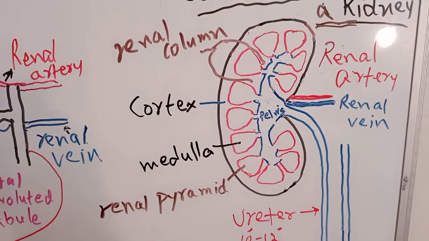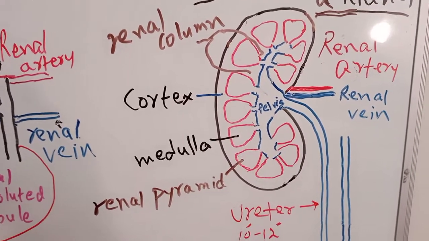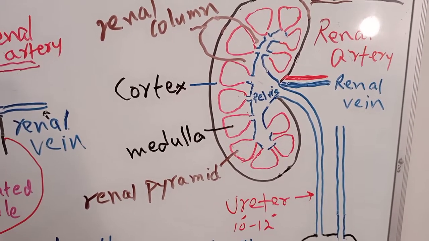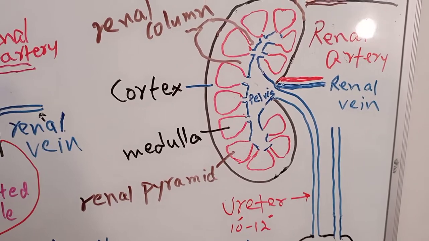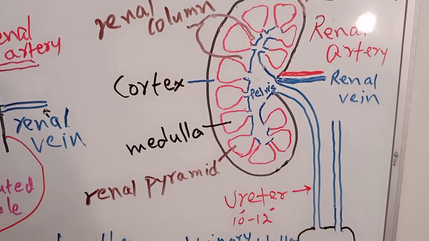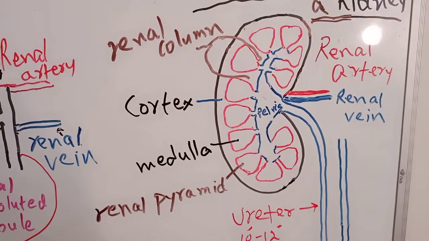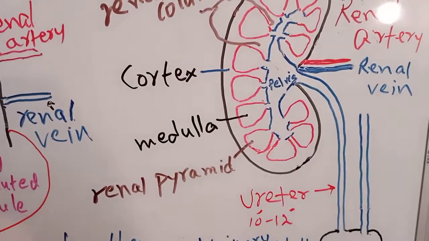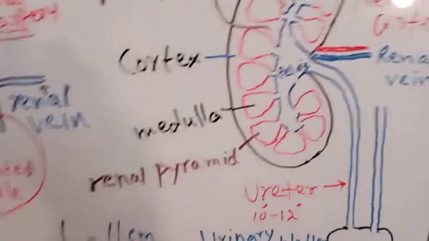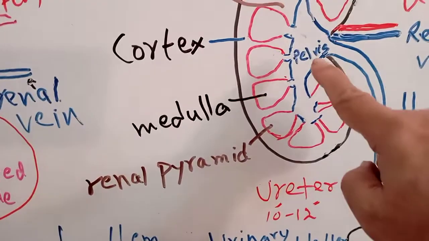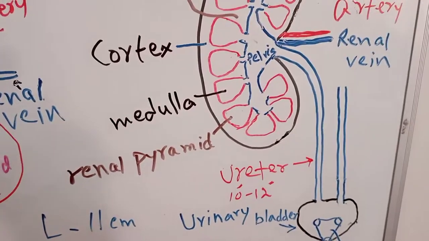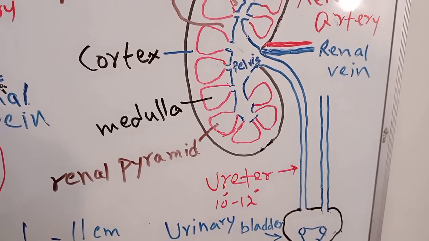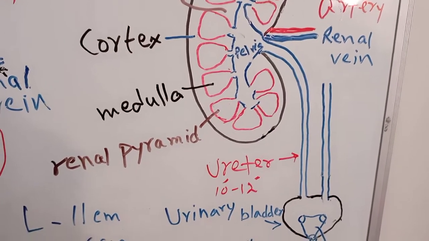The process of urine formation helps maintain the normal composition, volume and pH of the blood and tissue fluids. The urine is collected in the renal pelvis. This is the renal pelvis. The urine is collected in the renal pelvis, which is continuous with the ureter.